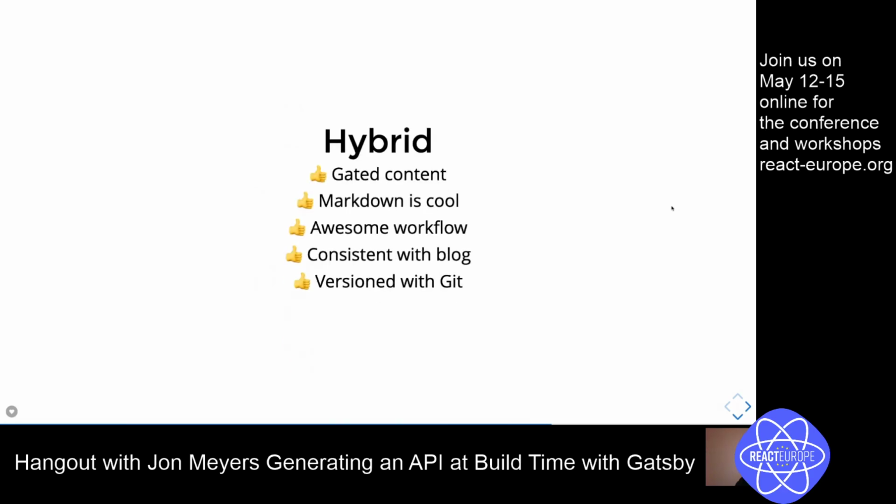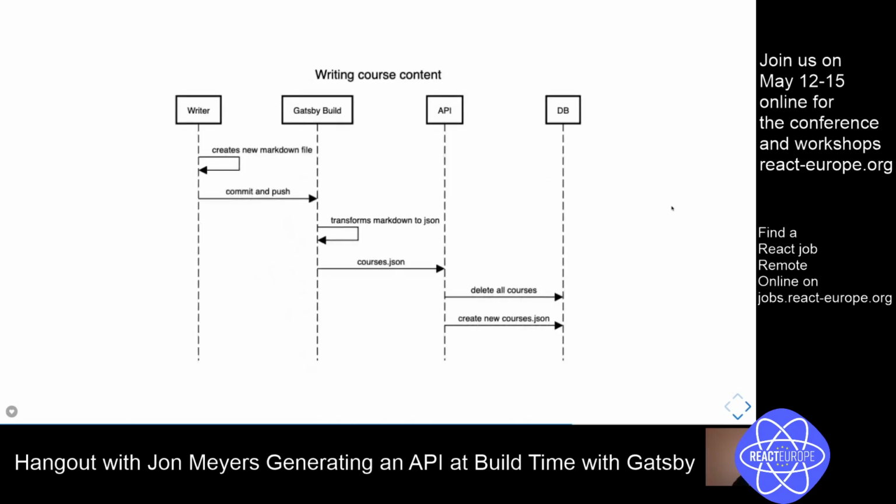So what would we get out of this hybrid approach? We would get our gated content, which is good. We'd get Markdown because Markdown is cool. We would get an awesome workflow that's consistent with our blog, and everything would be versioned with Git. So we could easily roll back if we did make a mistake. So as ugly as sequence diagrams are, I think it's a good way to communicate this flow.